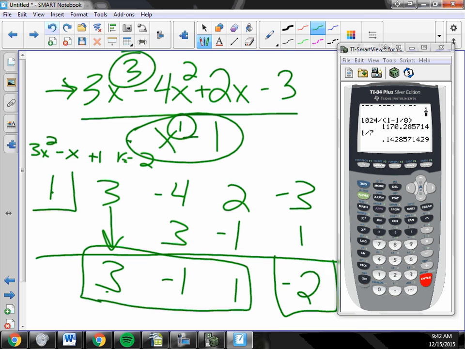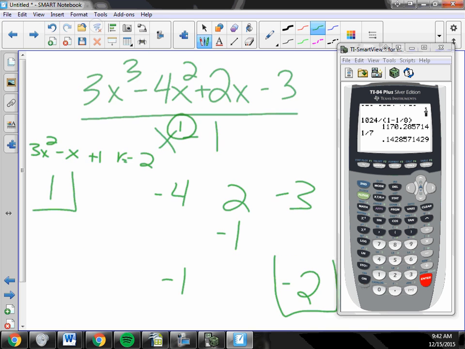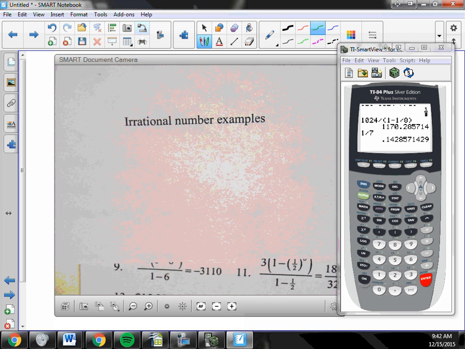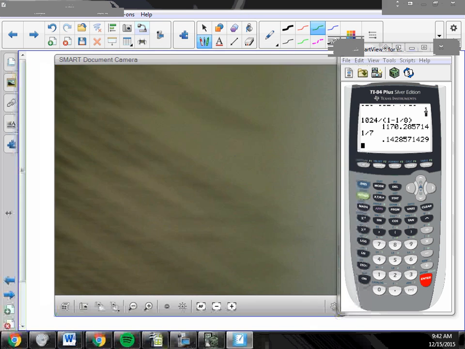And it is way faster, but once again, it doesn't always work. And you have to remember, this number is the root, not the denominator. It's the root of the denominator, not the denominator itself. So let's just look at a couple.